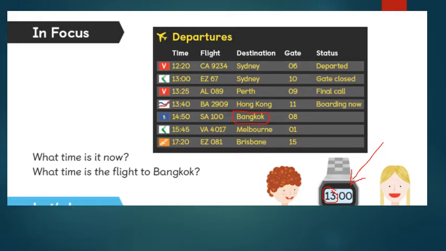Bangkok was there, and the time was 14:50. Again, we don't have the hour 14 on the clock. So this is where we're going to figure out what these times mean. What is 14:50 and what is 13?